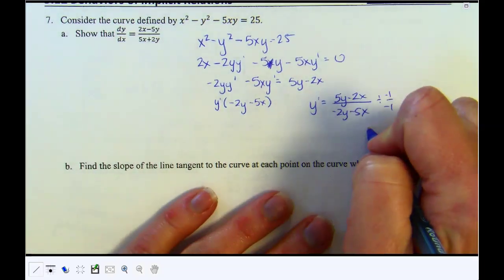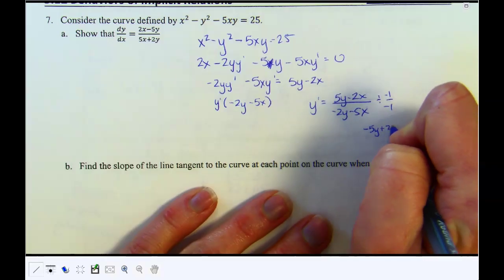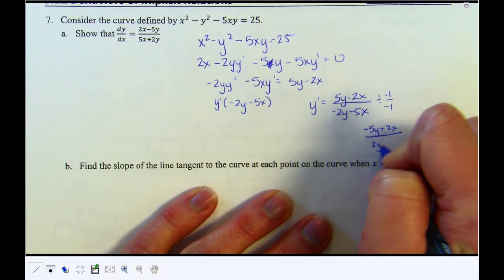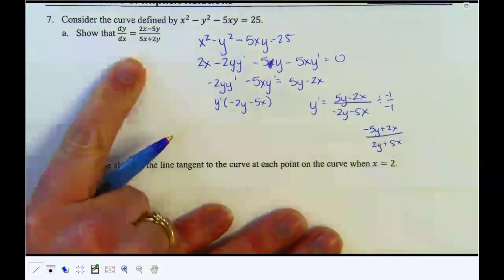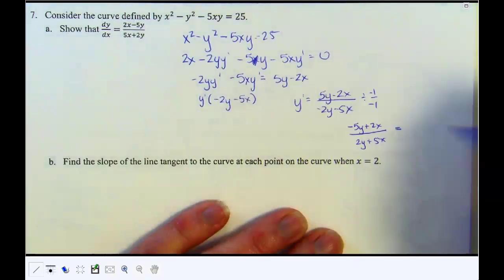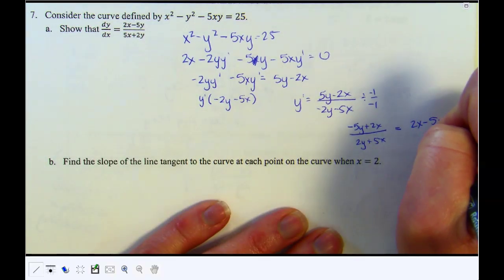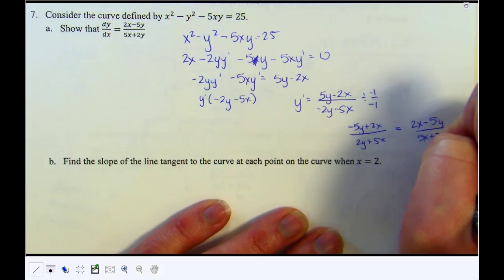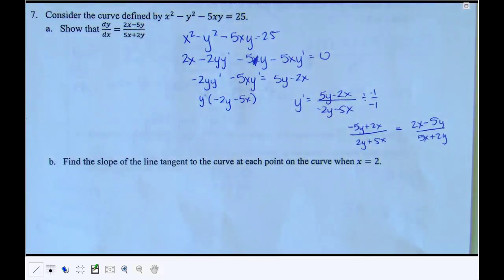So then you would have negative 5x plus 5y over 2x plus 2y. Still not exactly the same. So then you would say that equals 2x minus 5y over 5x plus 2y. So you have to have it exactly the same. Very technical. I love this because I know the answer. Give me a question like this, because I know how to do this and I've got to get it right. But it has to be exactly the same.